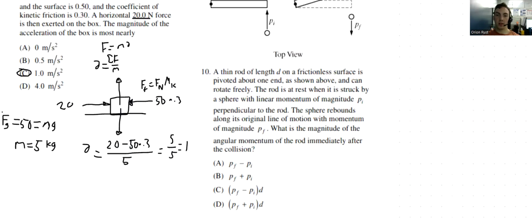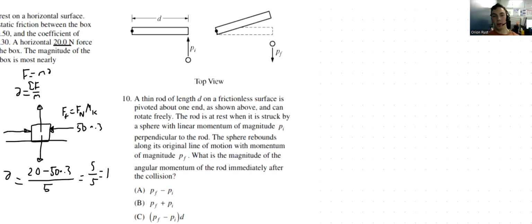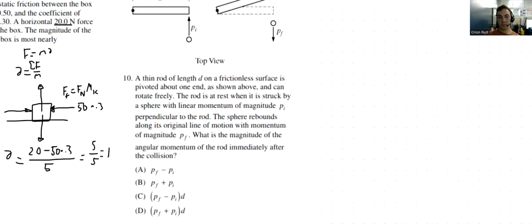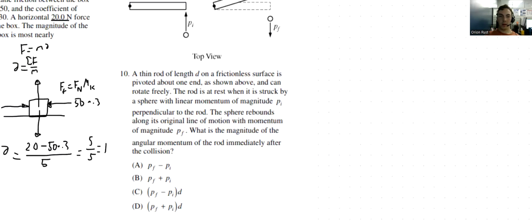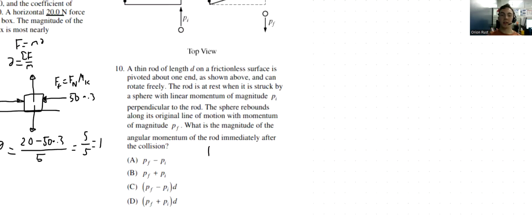And this last one also looks hard, but it's actually really, really easy. A thin rod of length d on a frictionless surface is pivoted about one end as shown above and can rotate freely. The rod is at rest when it is struck by a sphere with linear momentum of magnitude pi perpendicular to the rod. The sphere rebounds along its original line of motion with momentum of magnitude pf. What is the magnitude of the angular momentum of the rod immediately after the collision?